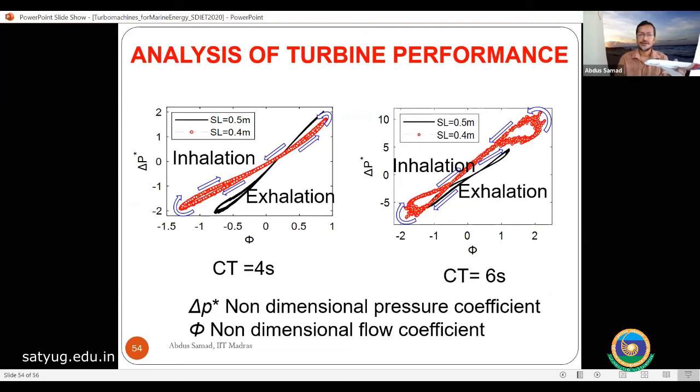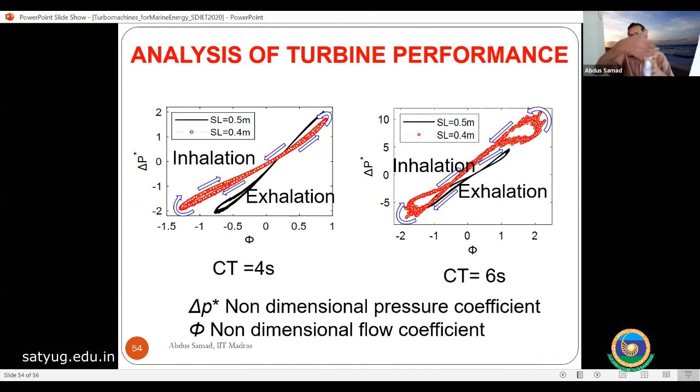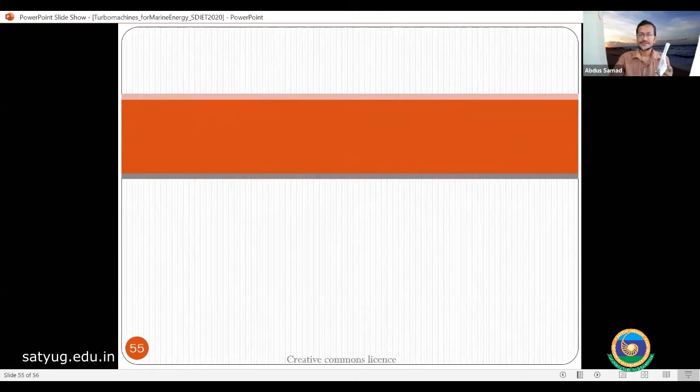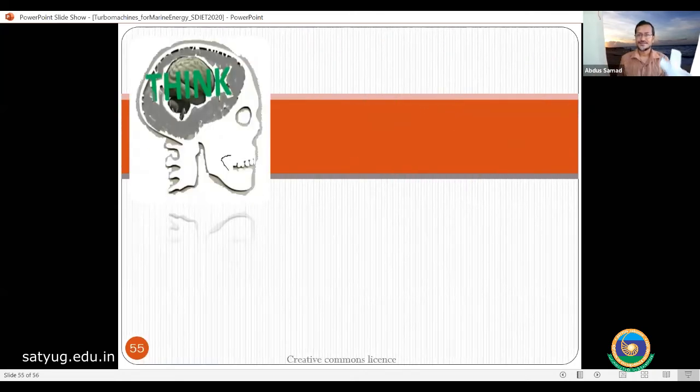And after that we did experiments, when we did inhaling and exhaling situation, like we have a turbine and flow is moving forward and backward, inhaling, exhaling. In that case, we got different figures, CT for stroke length of 4 seconds, 6 seconds, and we have drawn this picture.